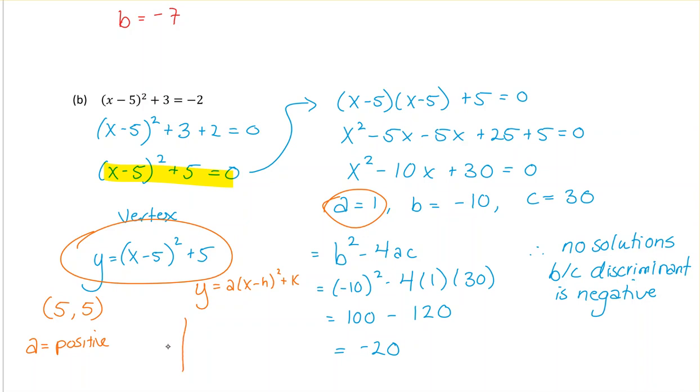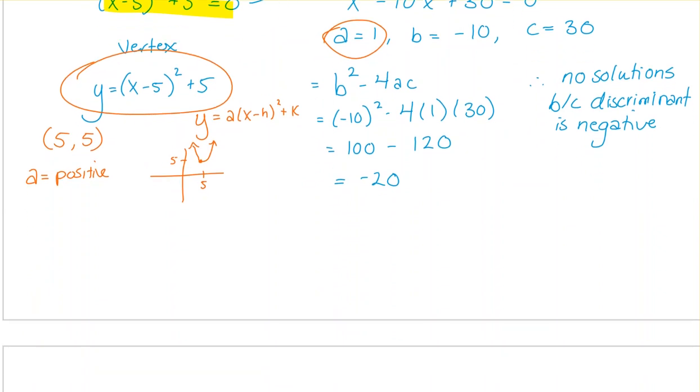If a is positive, remember the parabola opens up. So let's draw a rough sketch. Where is this vertex 5, 5? It would be somewhere right here, and this parabola opens up. As you can see, that parabola is never going to cross the x-axis, and therefore we only have no solutions as a possible answer here. So you can simply observe the a value and the vertex in vertex form in order to get that answer. So that is using the discriminant.